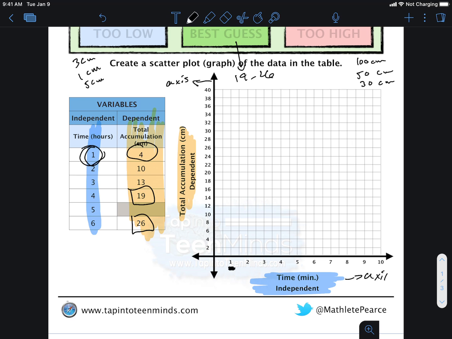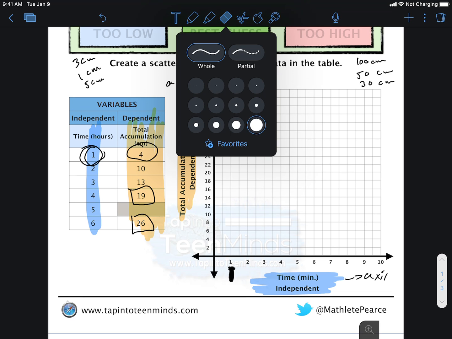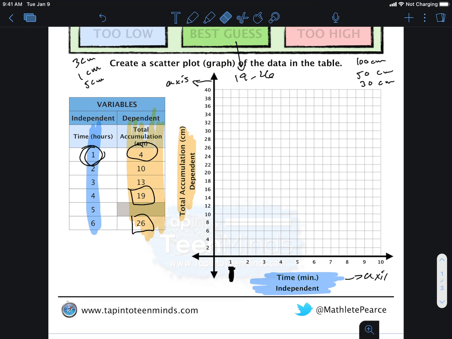Oh, so I have my blue piece. This is where I'm at on my blue scale. I have to go find what on my orange scale? Time in hours, or what is it? Total accumulation, which is what value? 4. Okay. So on my orange scale, I have to go find that number 4. Okay, so here, right here. 1 is my blue piece, 4 is my orange piece. So then I go plot that point.